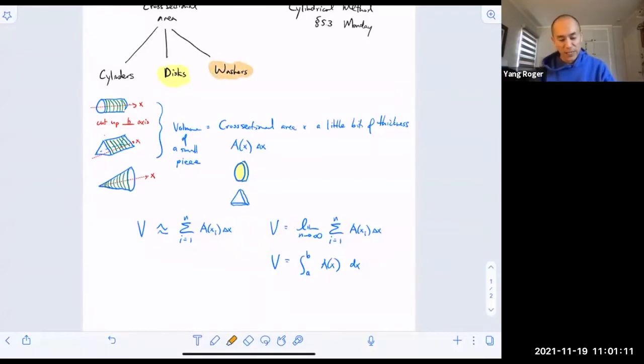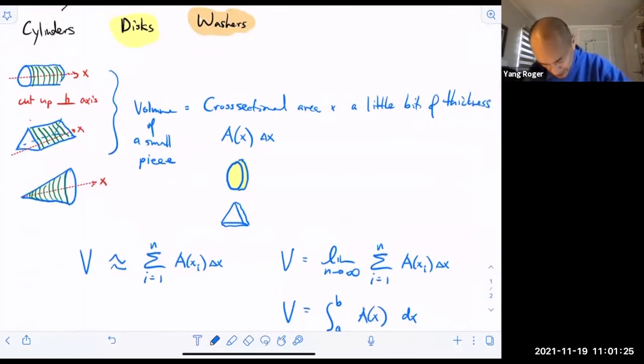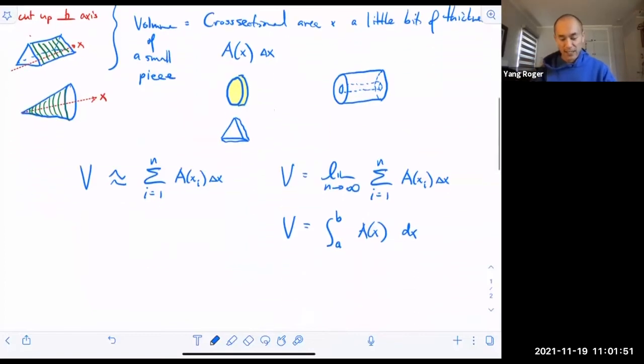So the washer situation is really similar to the disc situation. The difference is that you have a hole in the middle. So for the washer situation, it looks something like this. Now, this is the most simple washer situation. Not every problem looks like this, but this is what the washer kind of looks like.